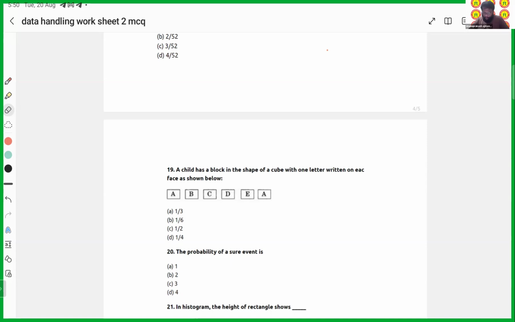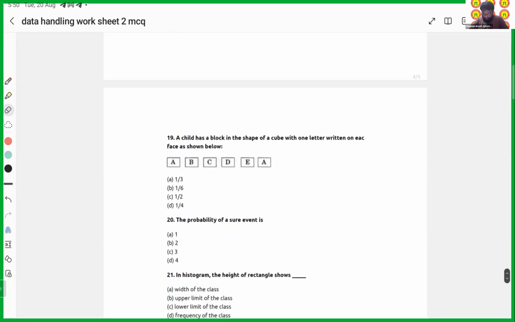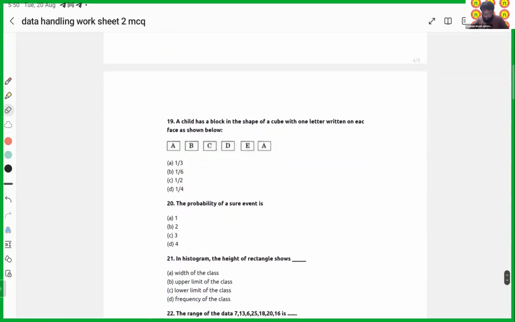A child has a block in the shape of a cube with one letter on each face as shown below. Okay, then find the outcome of A. Sorry for this improper question. Sorry for the missing data. Find the probability of getting A.